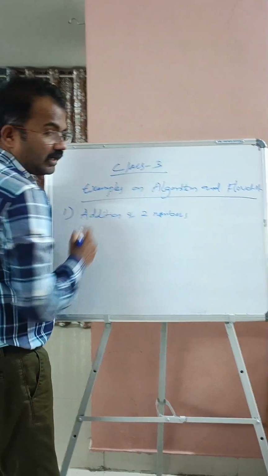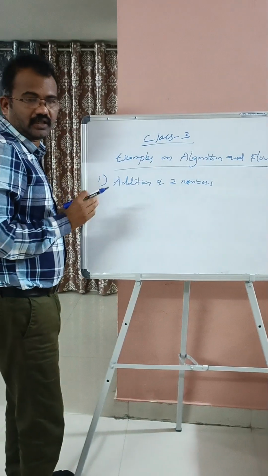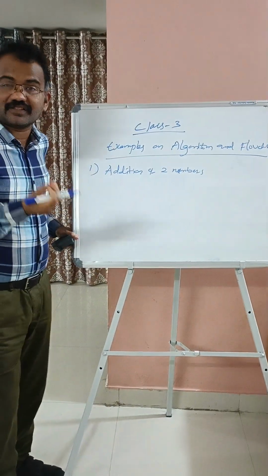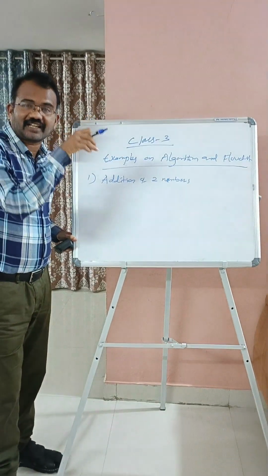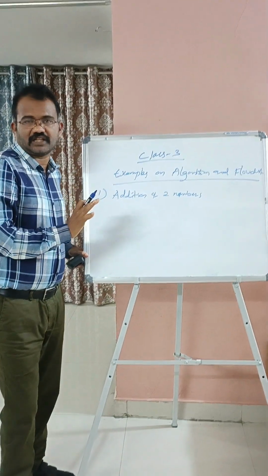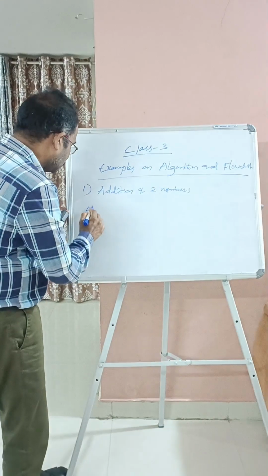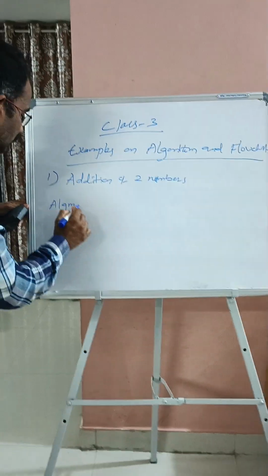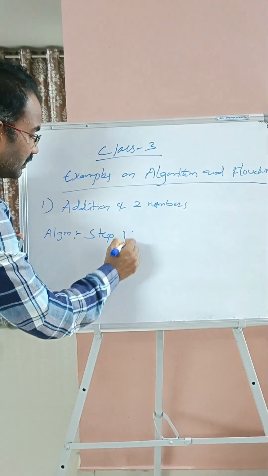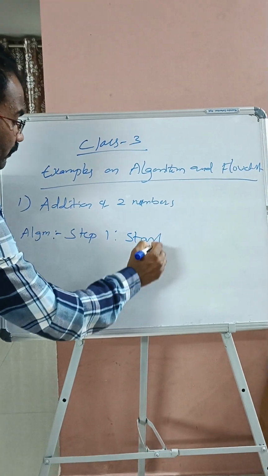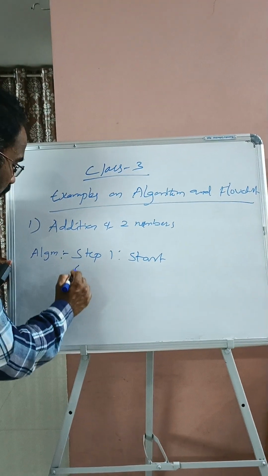So how to write the algorithm? In the algorithm we must satisfy the five properties. If five properties are required in that algorithm, we must satisfy them. So algorithm. What is the first step? Step 1 is start. Step 2.